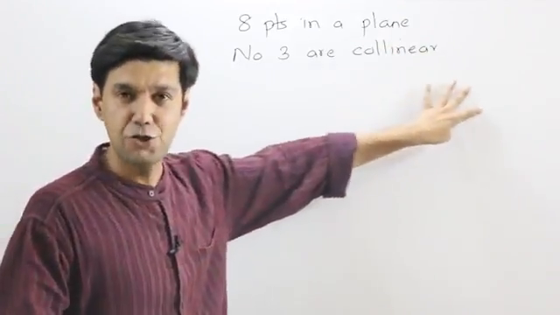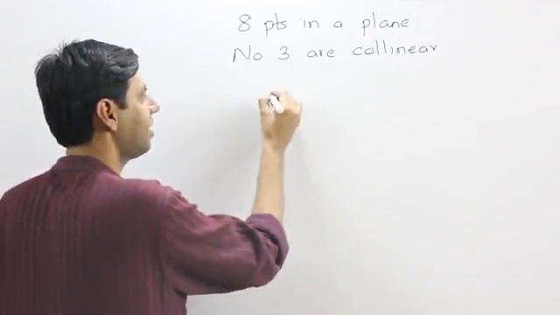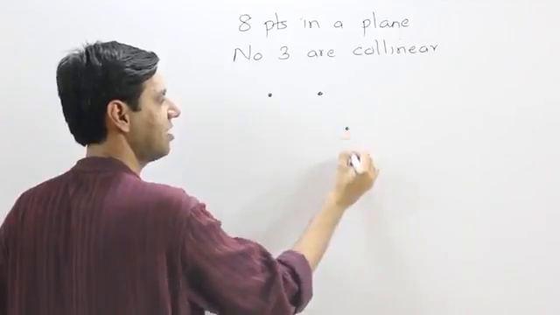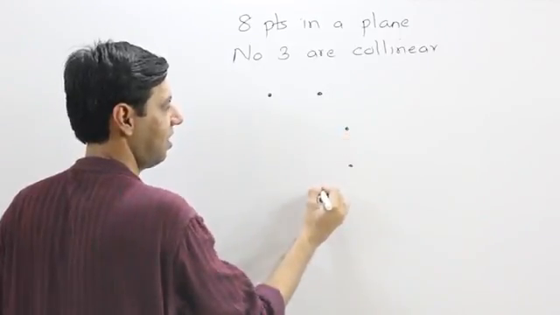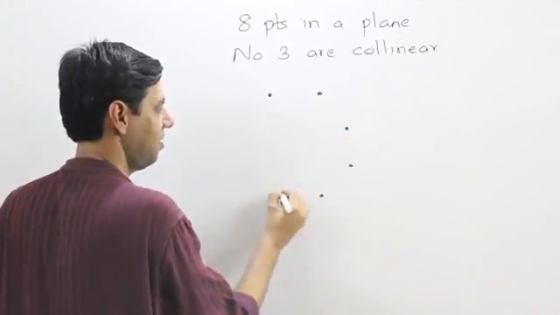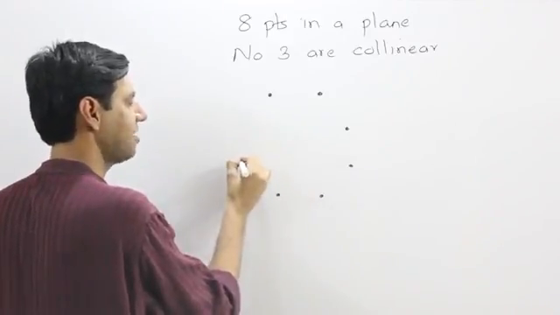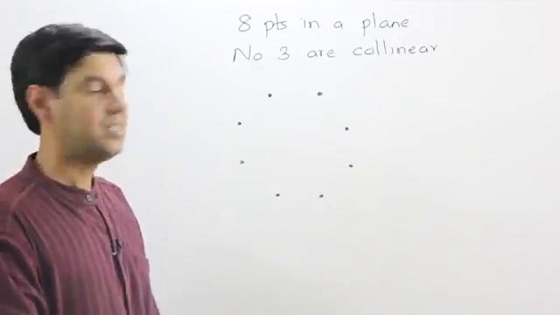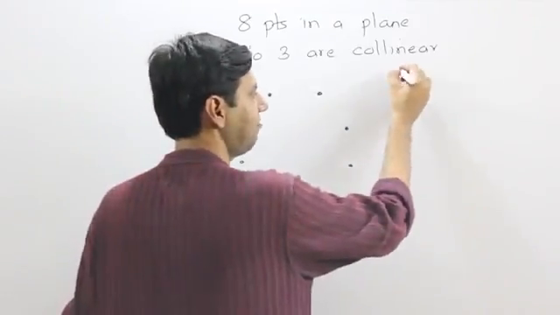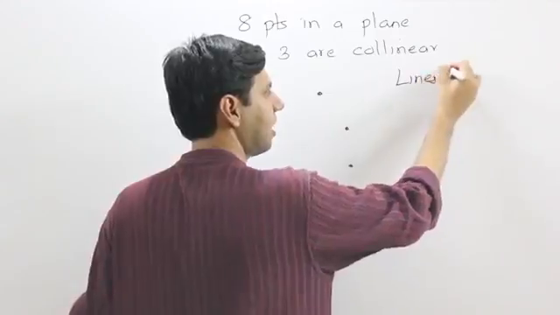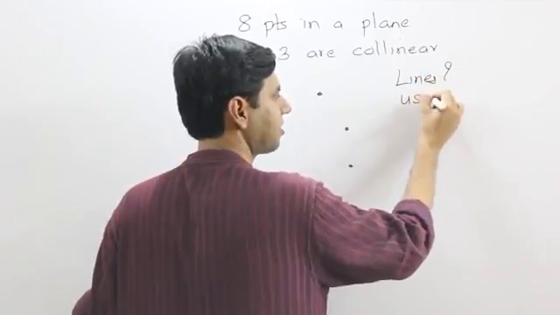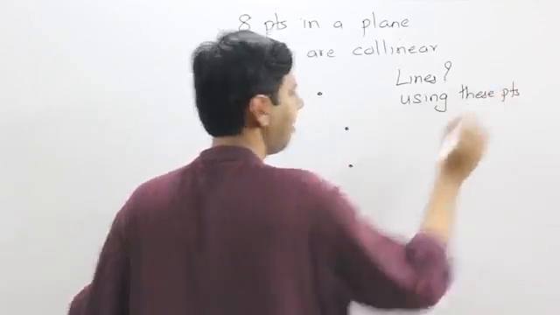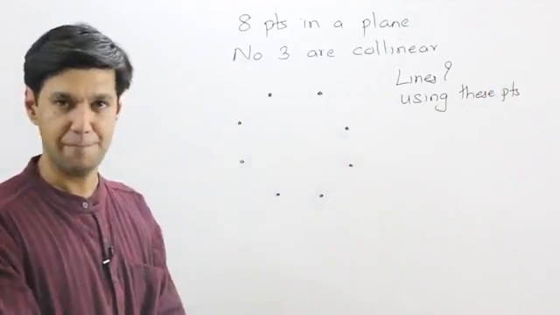A good way to ensure that no 3 are collinear is to take the points as if they were lying on a polygon. So I'll just take it as if they're lying on an octagon. So then no 3 will be collinear. Any 2 points are always going to be collinear. And the question is, how many lines can be formed? The question is about lines using these points. So I will have to use these points only and I will have to draw lines over there.